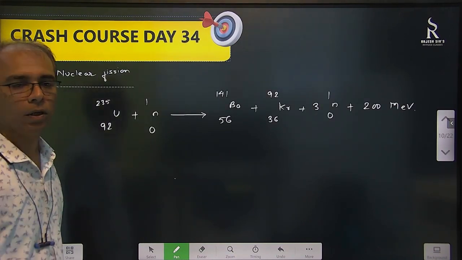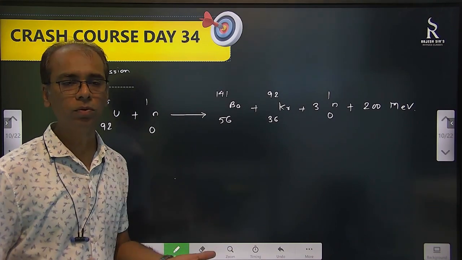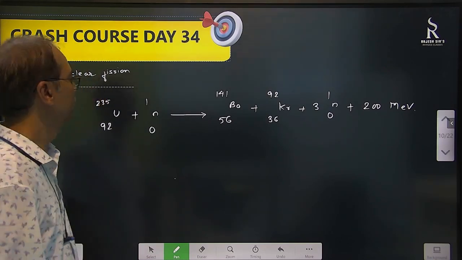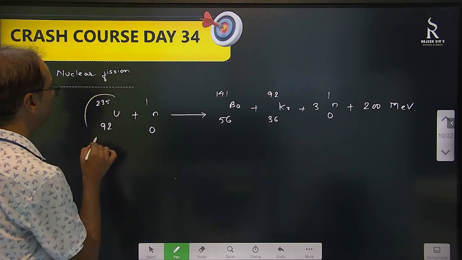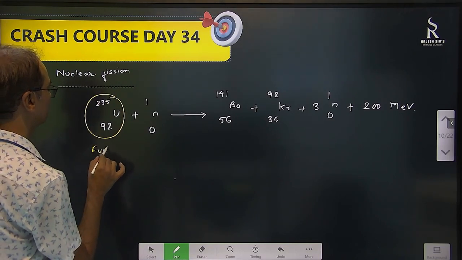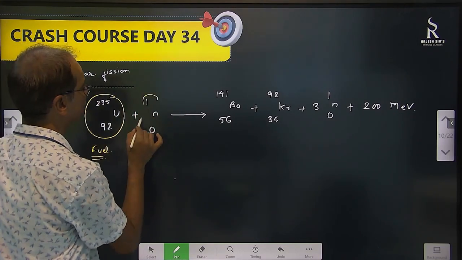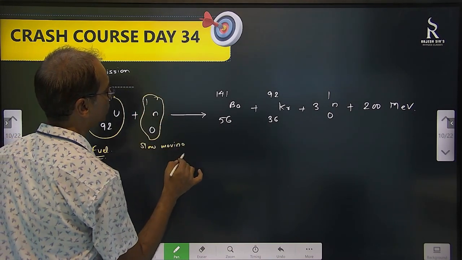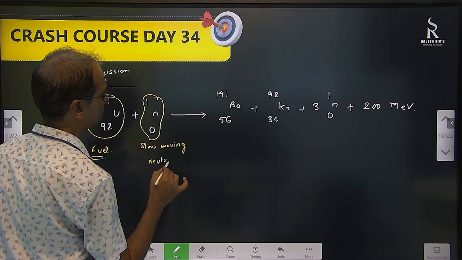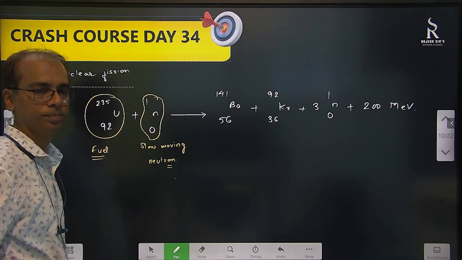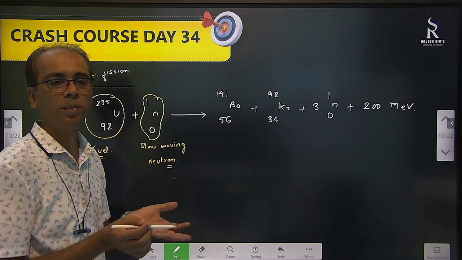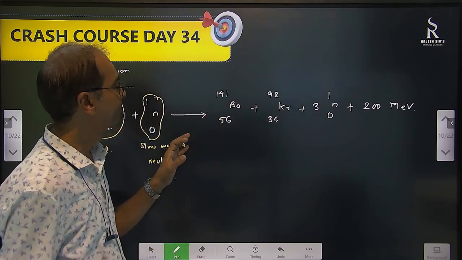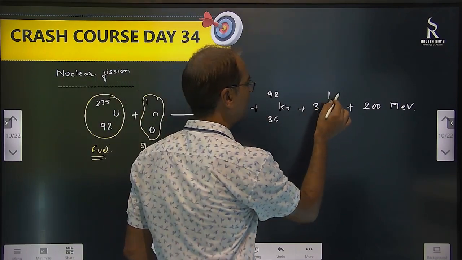Then nuclear fission. Nuclear fission means a heavy nucleus is breaking into two relatively smaller nuclei so that they can achieve stability. So what is the process? This is 92U235. We call this fuel. This is a slow moving neutron. Its speed should be low because this has to be absorbed by the nucleus, uranium. Once it is absorbed, it becomes unstable inside and it breaks into barium and krypton, and then it releases 3 neutrons.